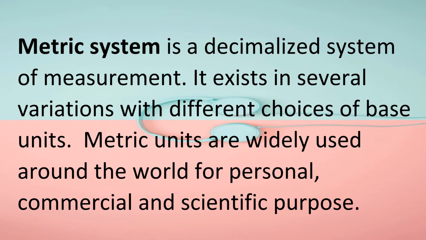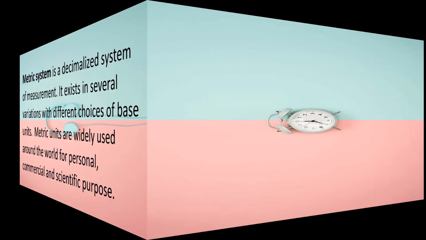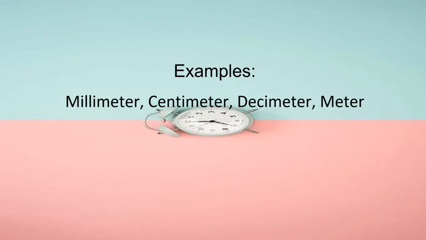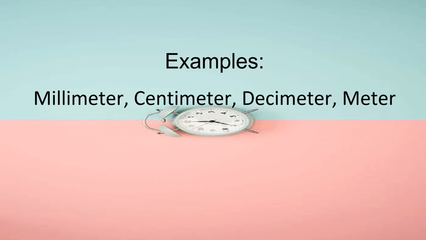Another system of measurement is the metric system. It is a decimalized system of measurement. It exists in several variations with different choices of base unit. Metric units are widely used around the world for personal, commercial, and scientific purposes. Examples of metric systems are millimeter, centimeter, decimeter, meter.